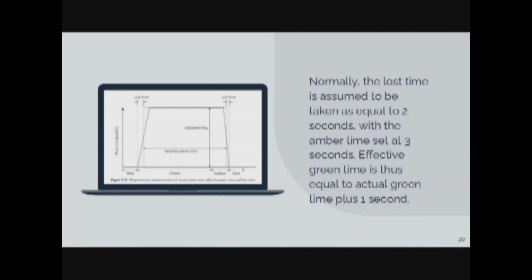So we have figure 5.31 here. It can be seen that the actual green time plus the amber period is equal to the effective green time plus the 2 periods of lost time at the beginning and end of the cycle. So normally the lost time is assumed to be equal to 2 seconds, with the amber time set at 3 seconds. Effective green time is thus equal to actual green time plus 1 second.